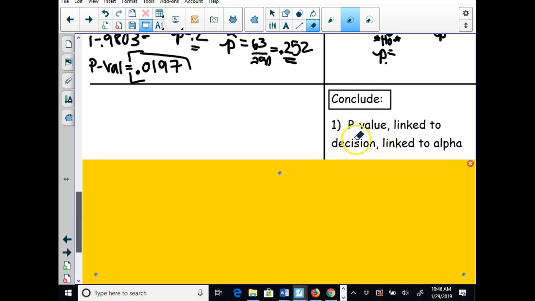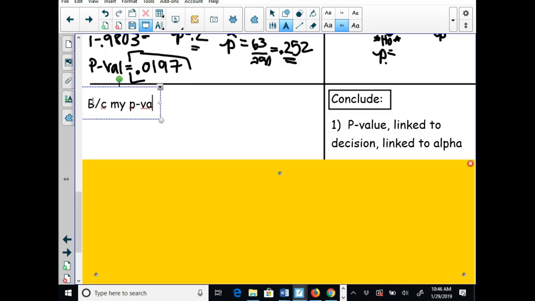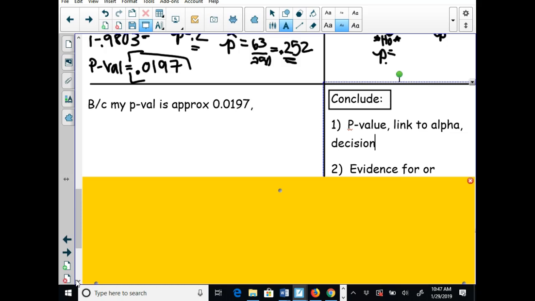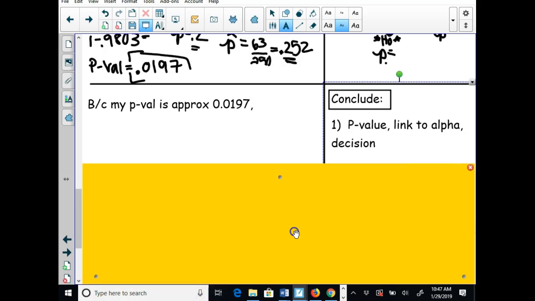Our first sentence, we need to make a decision. We need to talk about our p-value. So I'm actually going to state what my p-value is. Because my p-value is approximately 0.0197, now I'm going to make my decision. I'm going to stick to the same thing. I just paused it and rewrote something because I want to stay consistent with what we've been doing.